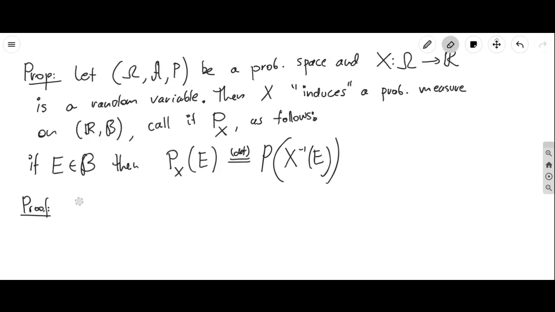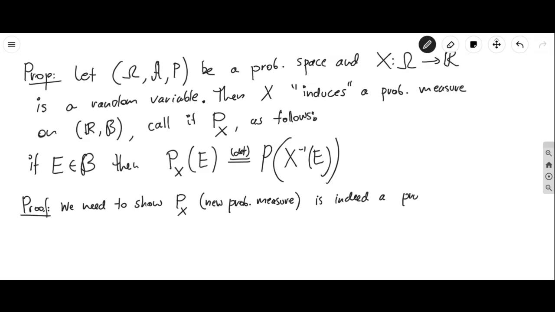So what do we have to prove? We need to show that Px, and this is the new probability measure, is indeed a probability measure on the Borel algebra.